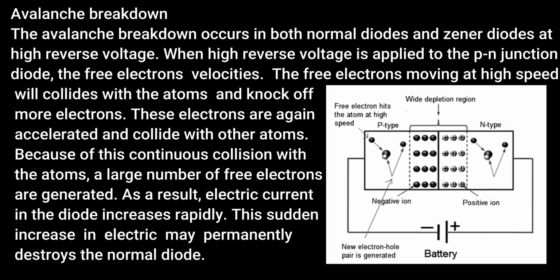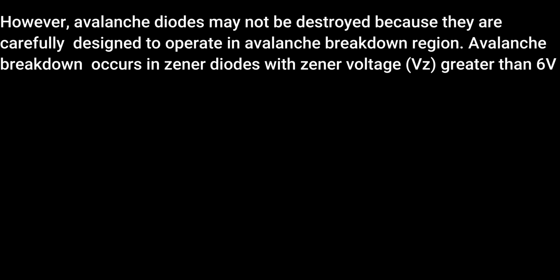Means, see here, the wide depletion region will be there. Here the P side is connected with the negative of the battery and the N side is connected with the positive of the battery. When the high-energy free electrons collide with the atoms forcefully, multiple electrons will be created. This may damage the diode.